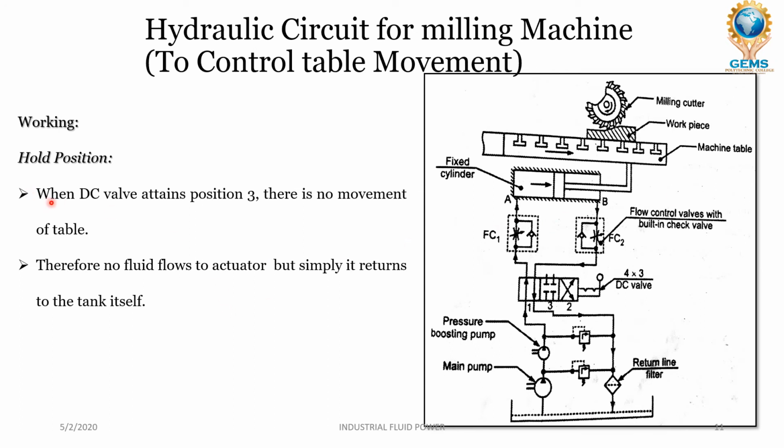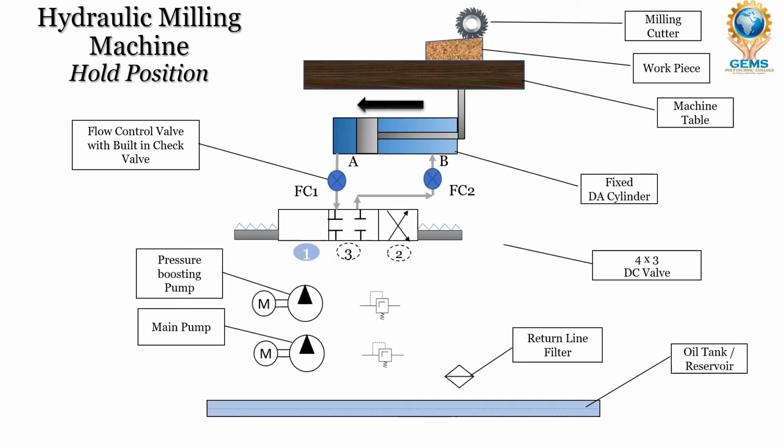The third position is the hold position. When the DC valve attains position 3, there is no movement of the table. Therefore, no fluid flows through the actuator, but it simply returns to the tank. This is position 3, and it is called the hold position. Now let's see the animation of the hydraulic milling machine for the hold position. The oil from the pump simply goes back to the return tank, so no motion happens on the table side or the tool side.